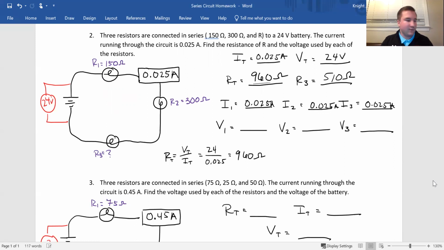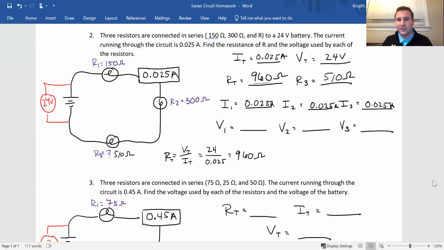Does that math check out? 960 minus 150 minus 300 is 510. Yep, 510. Because I know that the component resistances have to add to the total, and I solved for the total already, all I have to do is figure out the difference. 150 plus 300 is 450. What else do I need in order to get to 960? Well, I need this to be 510. So I get my missing third resistance.